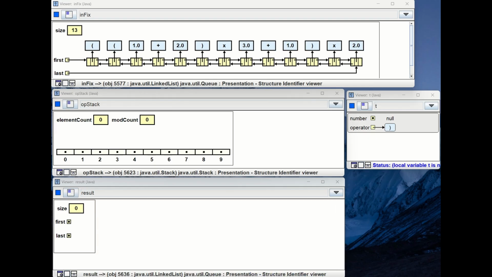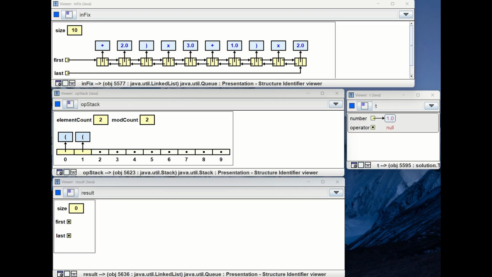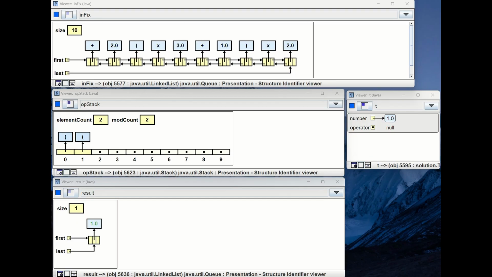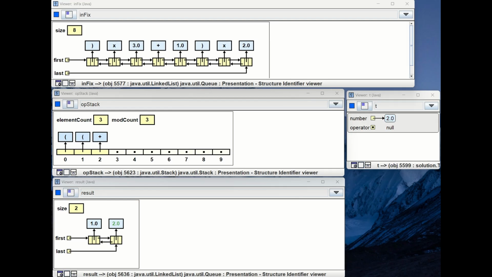We're going to examine the open paren, and that's going to go onto the stack. Examine the open paren, that goes onto the stack. We're going to look at the 1. The 1 goes into our result queue. The plus sign, it's an operator. We can always put that on top of the open paren. Now we look at the 2. The 2 is going to go into our result queue.